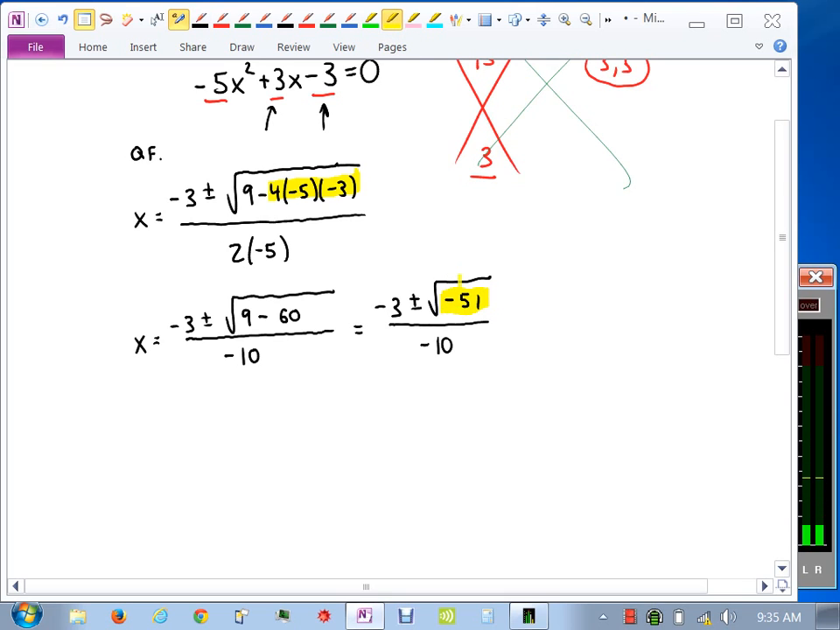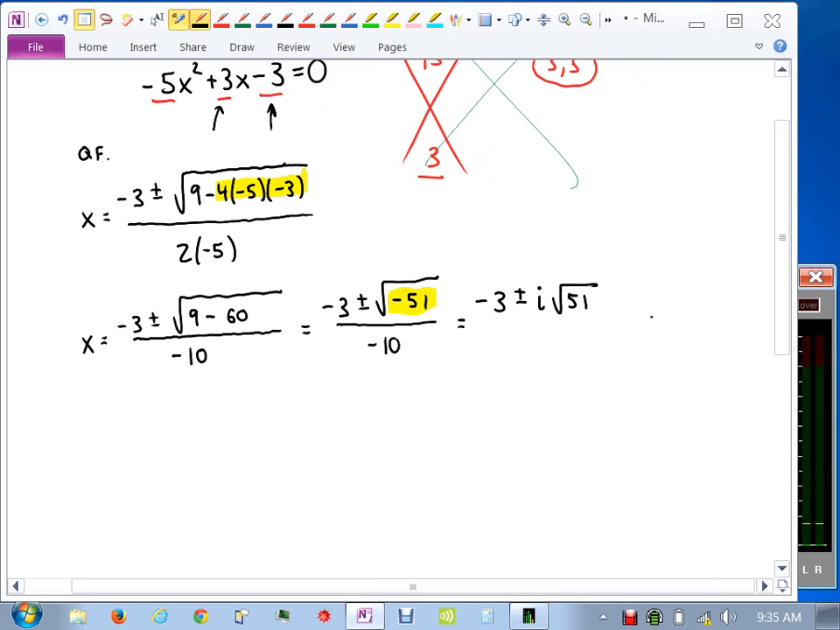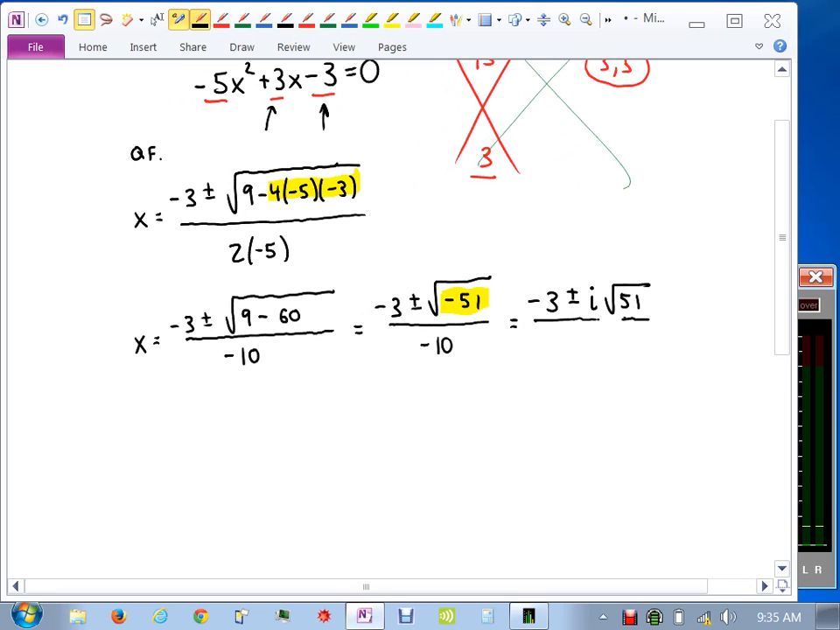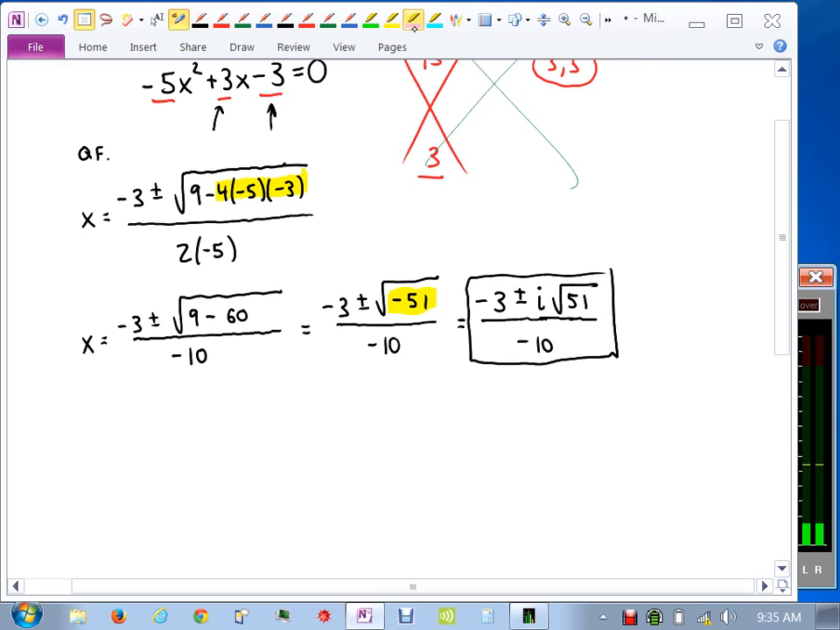And the only thing left for me to do is try and break this down here. And I can't break down 51. So I can't take the square root of 51. I can't break it down. So what I'm going to do is just take care of that negative. We just don't want to leave a negative under a root. So I'm going to go negative 3 plus or minus i square root 51 all over negative 10. And that's it. We can't do anything else here. Remember, you can't cancel. You can't mess with these two. The only way you could is if there was something out here that they all had in common. So that's my answer.